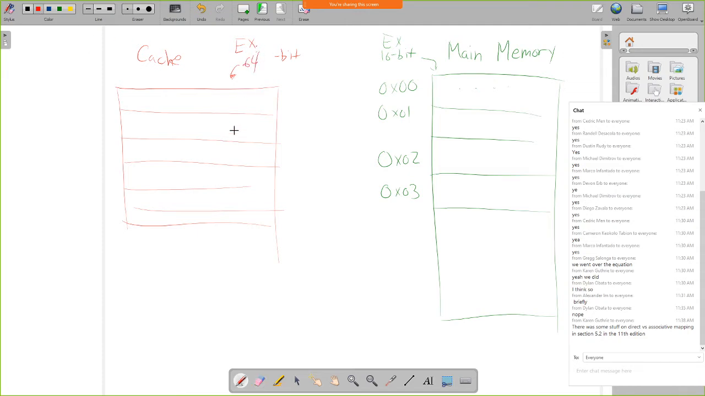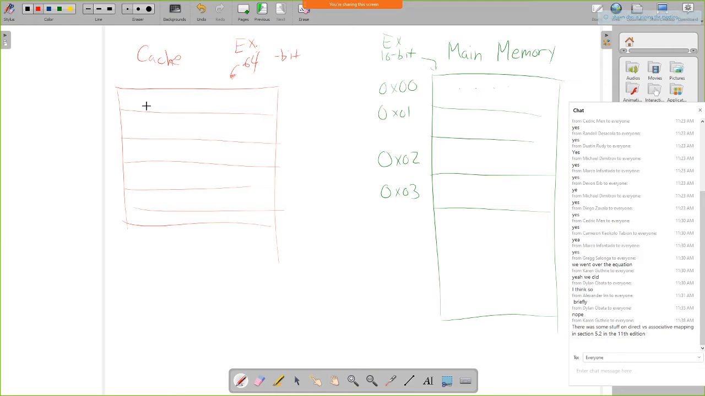And again, just consider this a random example. It could be totally different on some machine. There's some stuff on direct versus associative in Section 5.2. Oh, okay. Then I guess Dr. Fonseca will cover it, because he told me just to do 5.1. Although I would definitely look into that between now and Monday, because I think that stuff can be a little hard to wrap your head around.